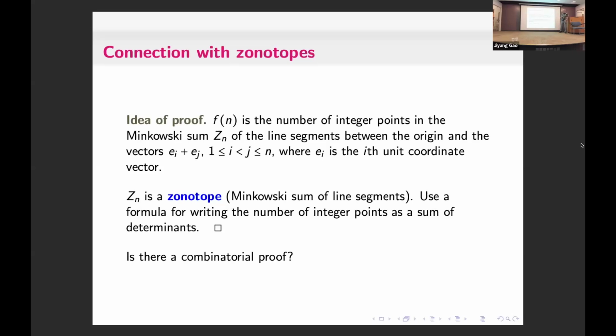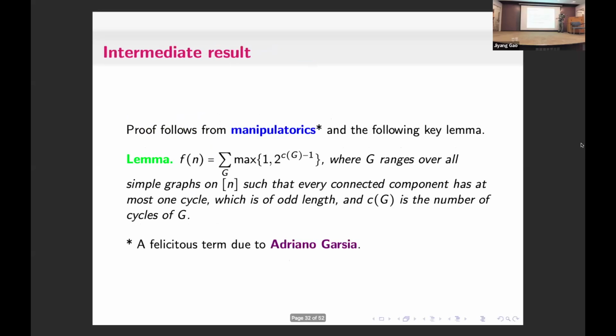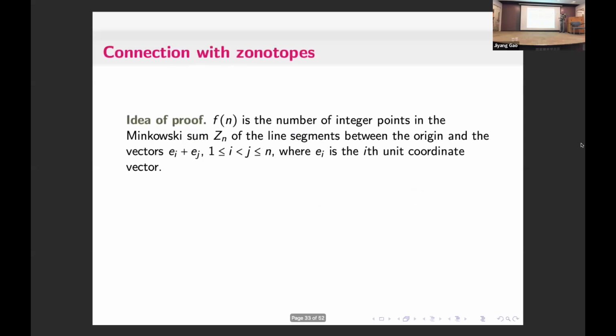Someone asked if there's a direct combinatorial proof of the lemma. There's a similar result for degree sequences of forests, which is somewhat simpler. That number is just the number of forests on n vertices, and that has a combinatorial proof by Stanley and Winston. So we could try to do something now and see.